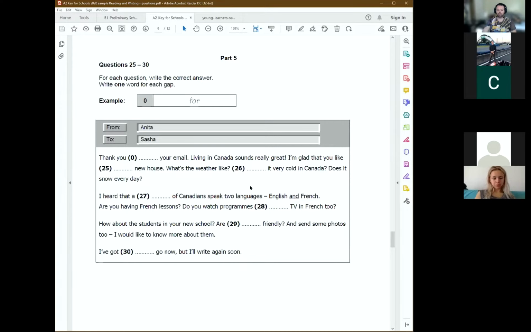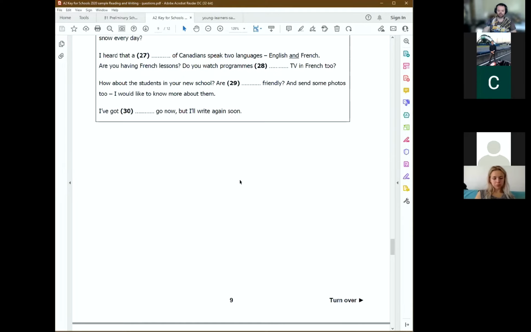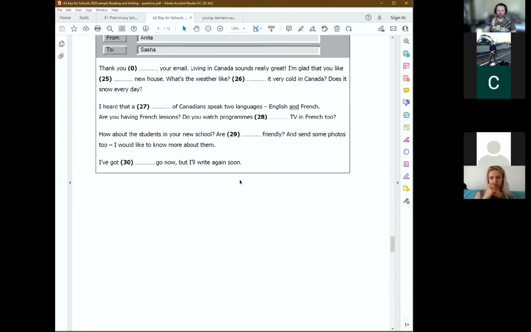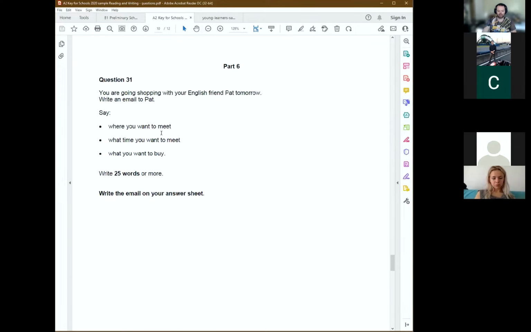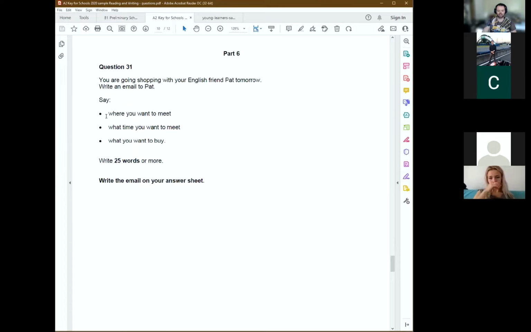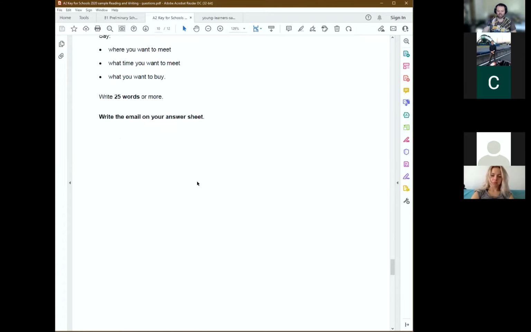So we have the same sort of language being practiced that we had at A2 flyers. So after that open close, we have a short email thing, 25 words. You're going shopping with your English friend Pat tomorrow. Write an email to Pat. Say where you want to meet, what time you want to meet, and what you want to buy. And the candidates have to write the answer on the answer sheet.